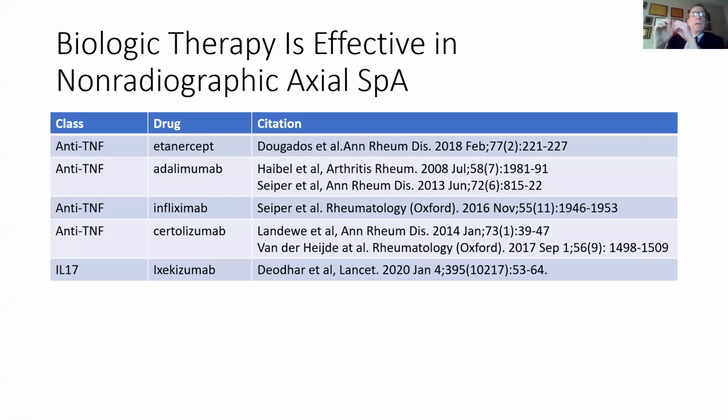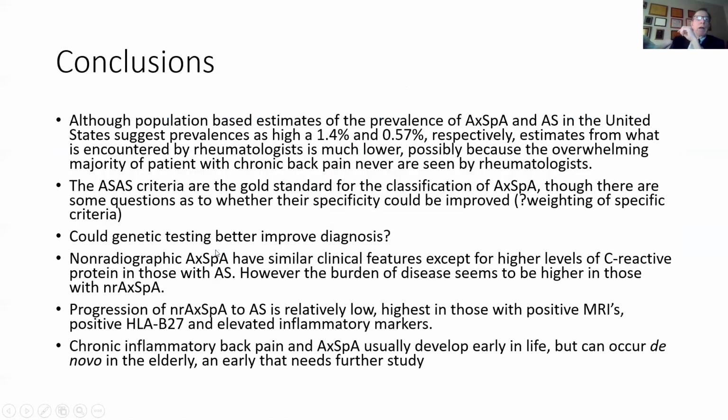And biologic therapy we know is effective in axial SpA. We've seen that now with etanercept, adalimumab, infliximab, certolizumab, and ixekizumab most recently. But among the TNF blockers, only certolizumab has been FDA approved for use in non-radiographic disease.